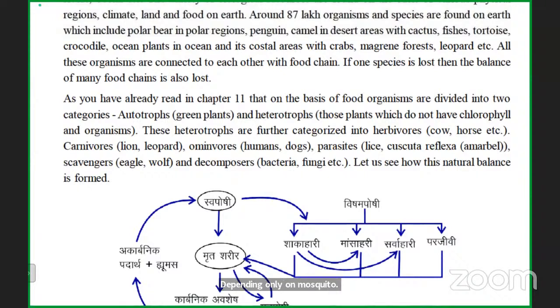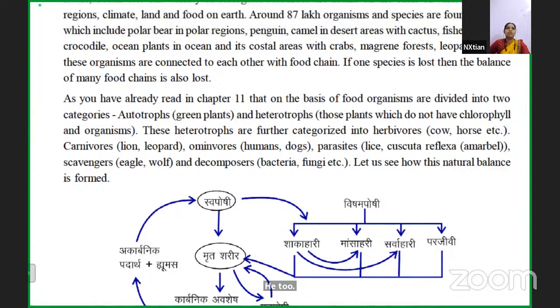They are not dependent only on mosquitoes. Some creatures eat mosquitoes and other insects also. It's not that a lizard is only eating mosquitoes. No, they also eat other things, but yes, they also eat mosquitoes.